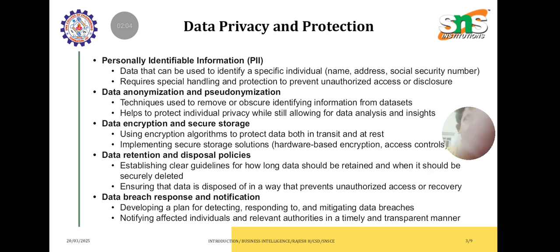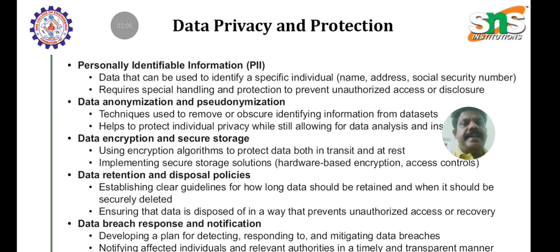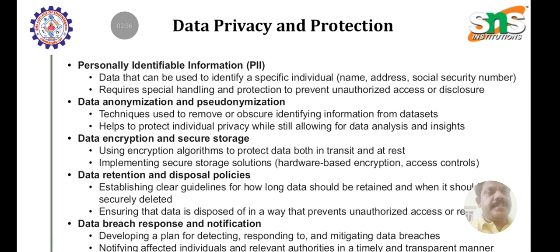So when it comes to data privacy and protection, it is explaining the personally identifiable information called PII. So where the data can be used to identify a specific individual like name, address, social security, SSN number, okay, and it is requiring special handling and protection to prevent unauthorized access or disclosure. Also, the data anonymization and pseudonymization, where the techniques used to remove or obscure identification information from data sets, and it is helping to protect individual privacy, which is allowing for data analysis and insights.